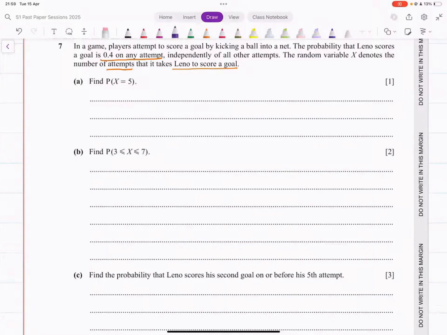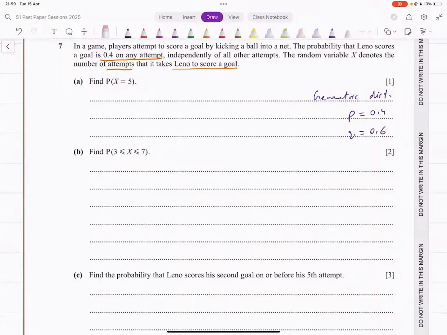Number of attempts it takes her to score a goal. That's a geometric distribution. So it's a geometric distribution with probability of success of 0.4. And what about probability of failure then? That's 0.6. We want to find the probability that x is equal to 5.